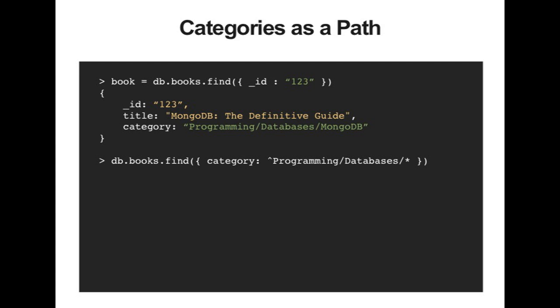Obviously, this particular regex would pick up programming databases, MongoDB, Postgres, Oracle, etc. There's a downside to this, of course, and that is when the category gets changed, your documents have to be recategorized. But this isn't a MongoDB problem per se, it's a general information architecture problem.